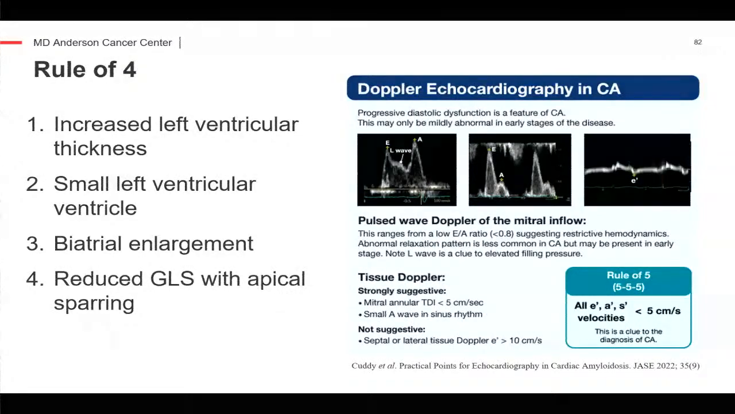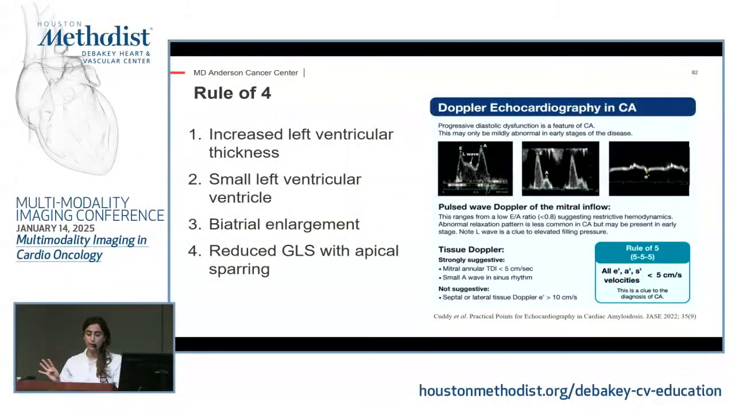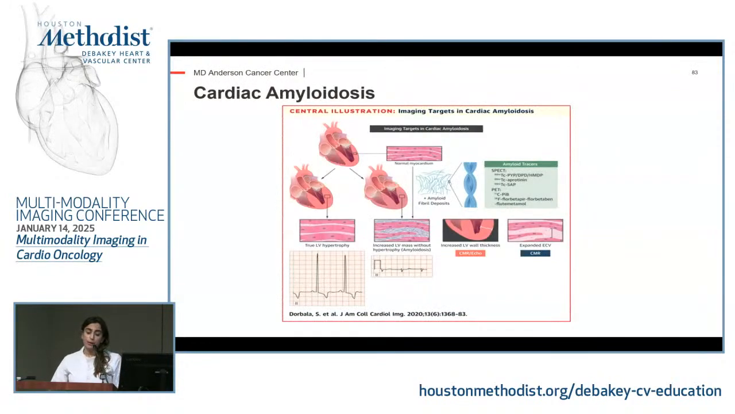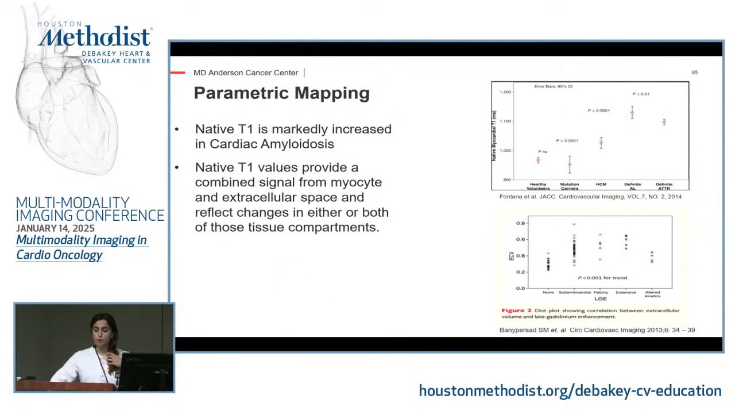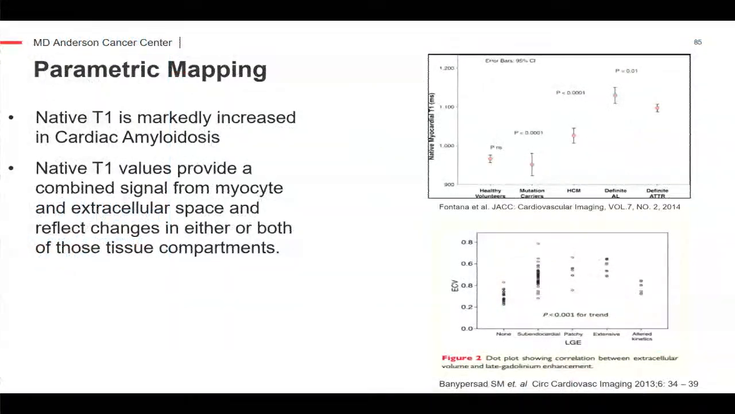So the rule of fours on echocardiography: we always talk about increased wall thickness, small ventricles with biatrial enlargement, and reduced GLS with apical sparing, with the E prime, A prime, and S prime ratios being reduced. Now, I'm going to skip ahead a little bit to the use of CMR in this patient population, just for the sake of time. CMR has tremendous value based on tissue characterization. It is high definition imaging for cardiac amyloidosis. Those of you in the CMR lab know that.